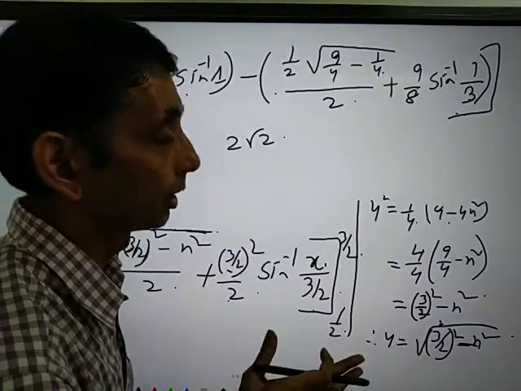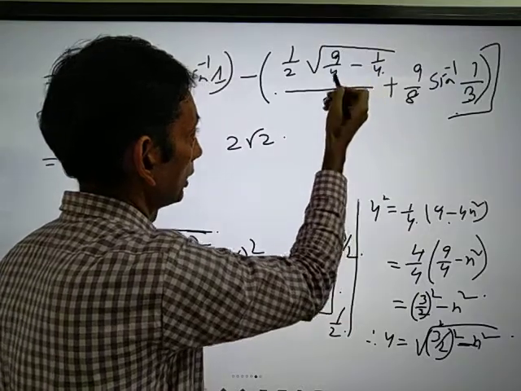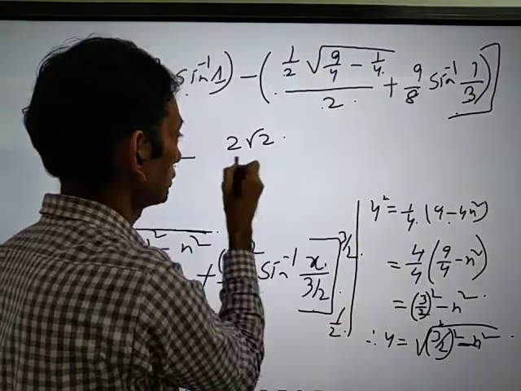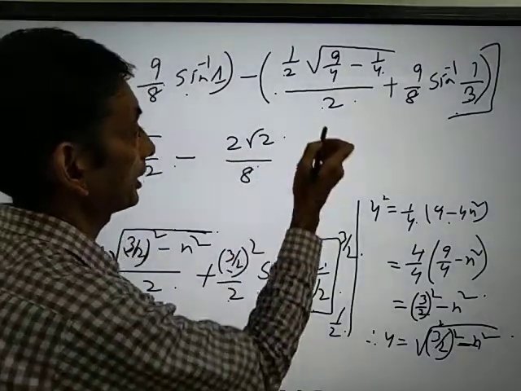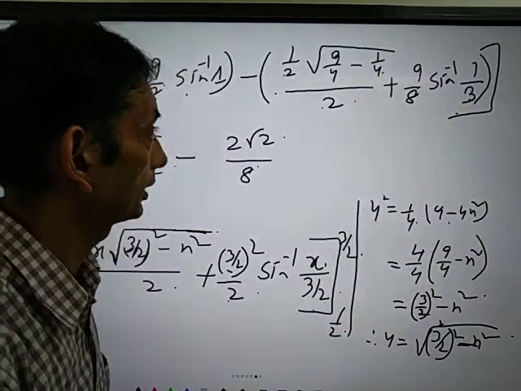Root 8 means 2 root 2. Then square root of 4 is 2. So 2 into 2 is 4. And if you bring down 4 into 2, this will be 8. Right? You will get 8. I'll just simplify, I'll explain once. 9 by 4 minus 1 by 4, it is 8 by 4. Right? 8 by 4.